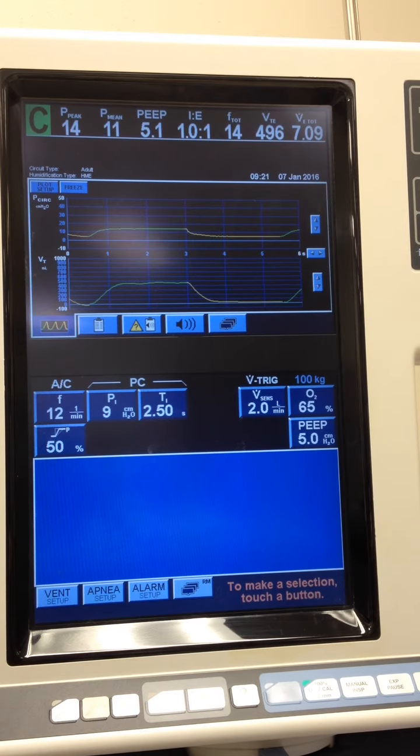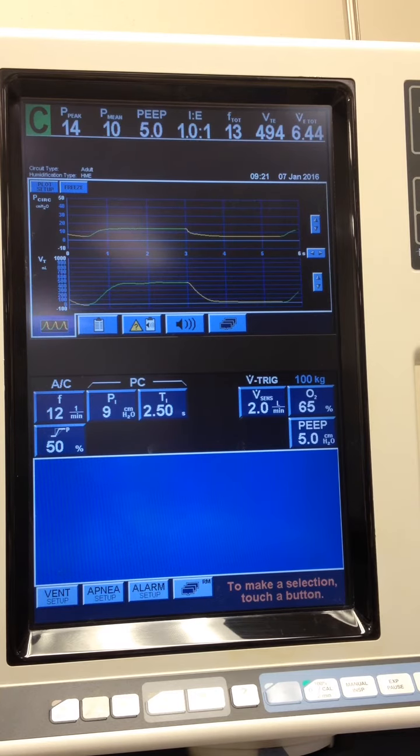Okay, so for 5.3, we're going to again stay in that pressure control mode and see what our resistance does if we change that. So I put our compliance back to 50 and our I/E ratio back to 1:1. So we can see, again, we're in pressure control, so our peak pressure is still 14, which is set. Our volumes are fluctuating with each breath, but we're about 500 mils.